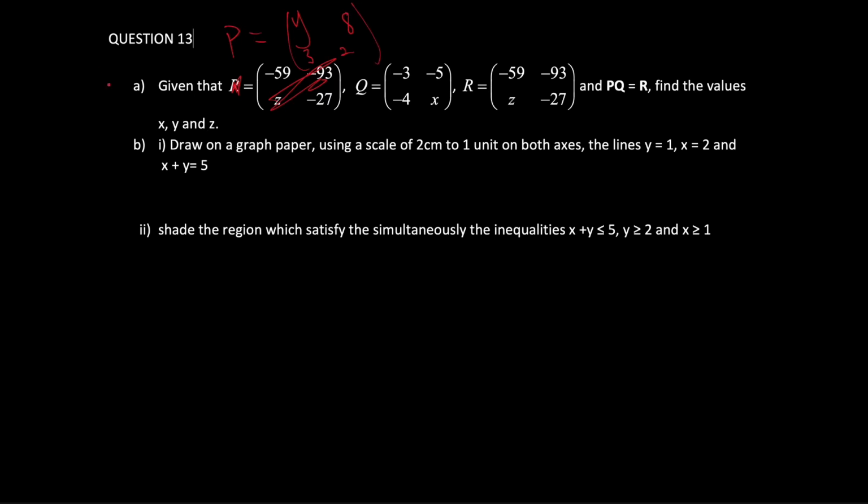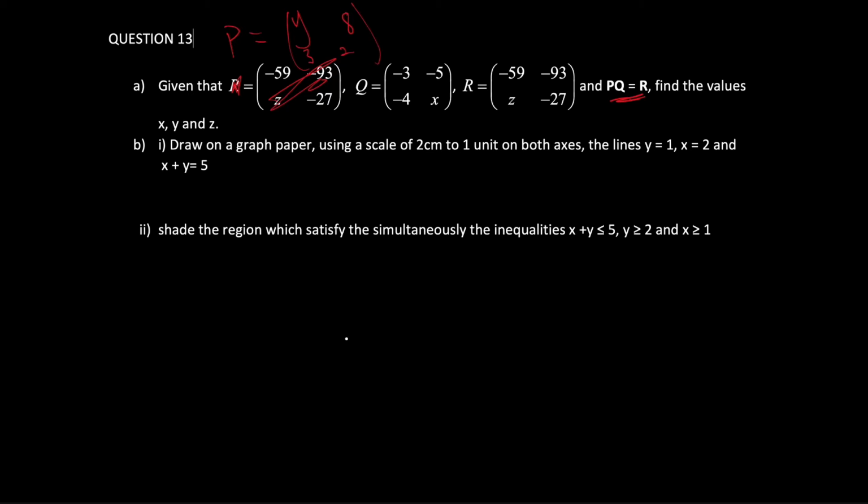So given that P is equal to [y 8; 3 2], Q is equal to [-3 -5; -4 x], and R is equal to [-59 -93; z -27], and PQ is equal to R. So we are saying PQ is equal to R. Find the values x, y, and z.